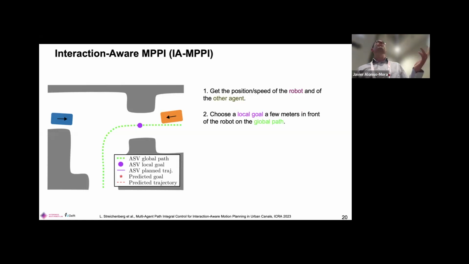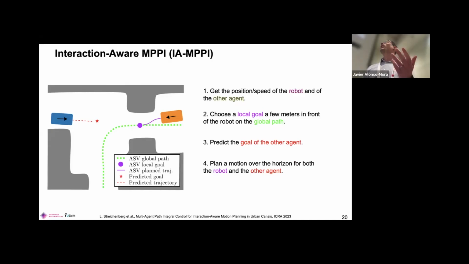So you need to guess where the other ones are going because this is distributed. You first need some estimator that tells you where the other one is going. The easiest way is a constant velocity model, but you could also train a neural network to predict the goal of the other agents. Then you plan a motion for every agent in the environment by taking a sequence of random samples of the control inputs, and then doing this weighted sum as I was explaining before. But you do that for every agent in the environment in a smart manner.